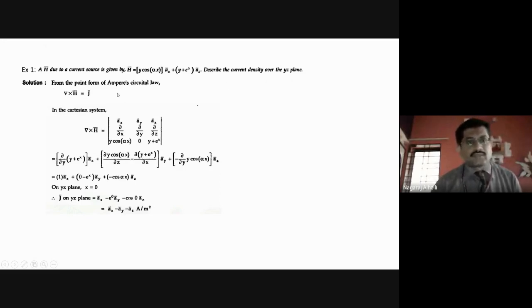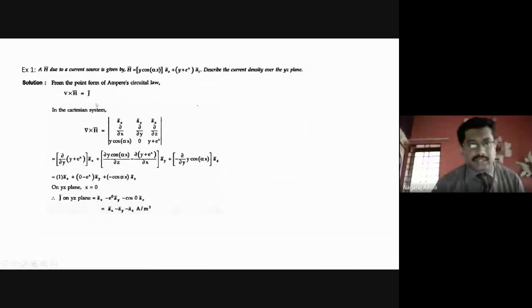We know that from the point form of Ampere's circuital law, del cross h bar is equal to j bar. This equation we have derived in the last class for the curl. Curl of magnetic field intensity is equal to the current density. Del cross h bar is equal to j bar. In the Cartesian system, it is del cross h bar is equal to the determinant of ax bar, ay bar, az bar, dou by dou x, dou by dou y, dou by dou z. Then we have the x component, which is y cos of alpha x. Then the y component is 0. The z component is y plus e raised to x.